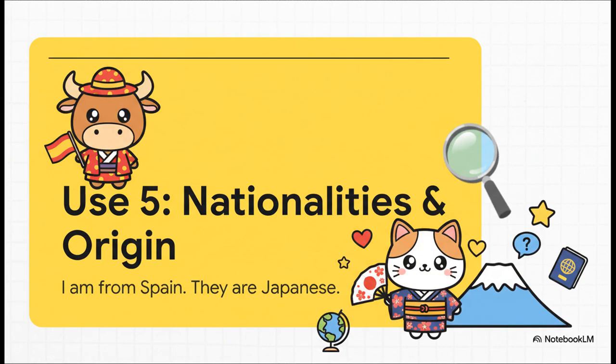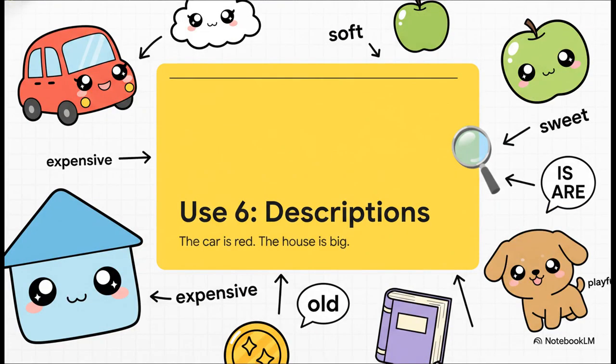All right, number 5 on our list, nationalities and where you're from. Anytime you want to say where you or someone else comes from, you're going to need one of these verbs. I am from Spain. They are Japanese. It's that straightforward. And last but not least, number 6, descriptions. Basically, anytime you want to use an adjective, a word that describes something, like its color, its size, how much it costs, you need am, is, or are to connect the thing to its description. For example, the car is red, not the car red, or the house is big.